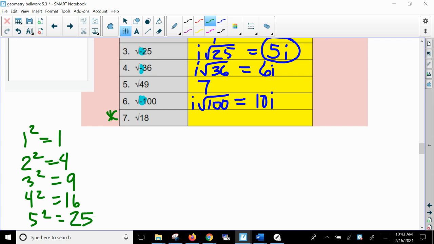Now, when you're trying to simplify a square root, if there is no number times itself that gives you that number, like there is no number times itself that equals 18, you want to see what is the highest perfect square number that can go into 18. These numbers right here are perfect.